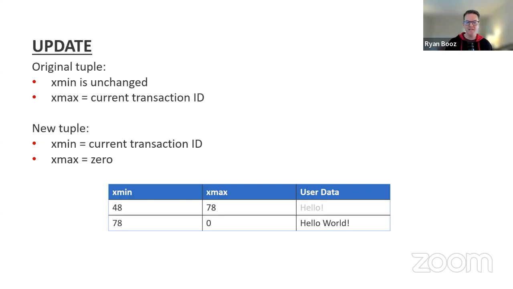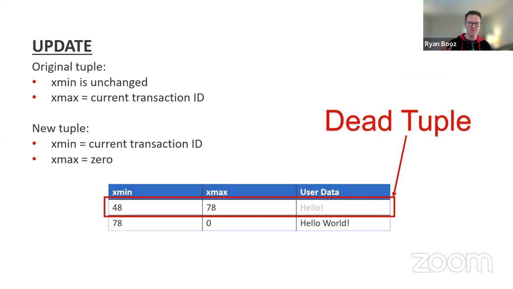And so if I update it from hello to hello world, I get an xmax of 78 because that's the transaction ID that did the update. And I get a new row with the xmin of 78, xmax of 0, which means this is the current committed row. And now it says hello world. And again, that first row is still considered a dead tuple.